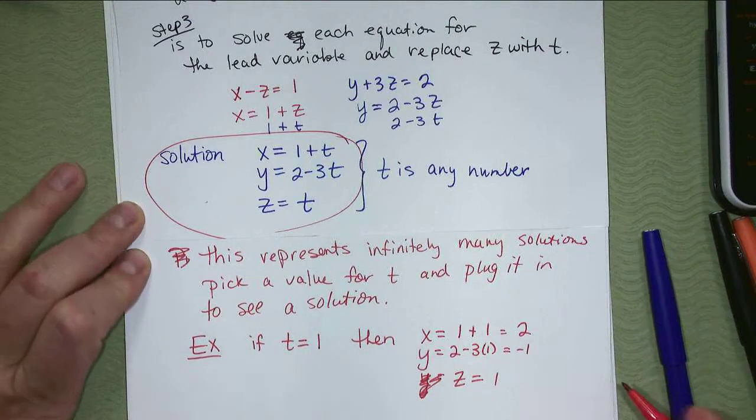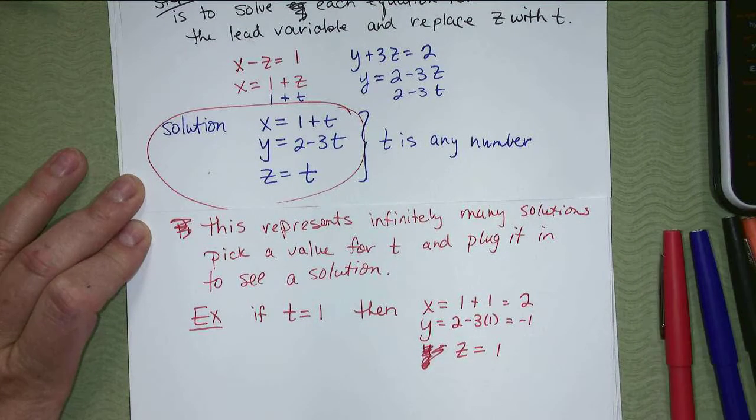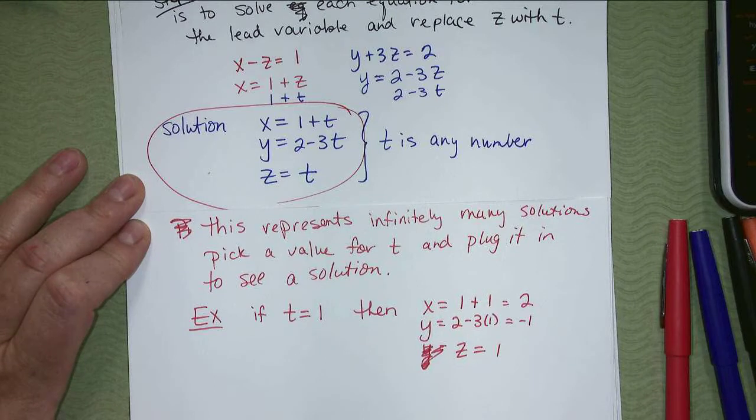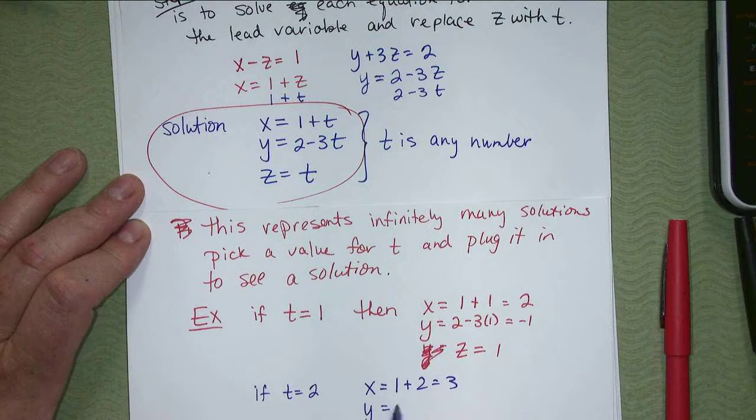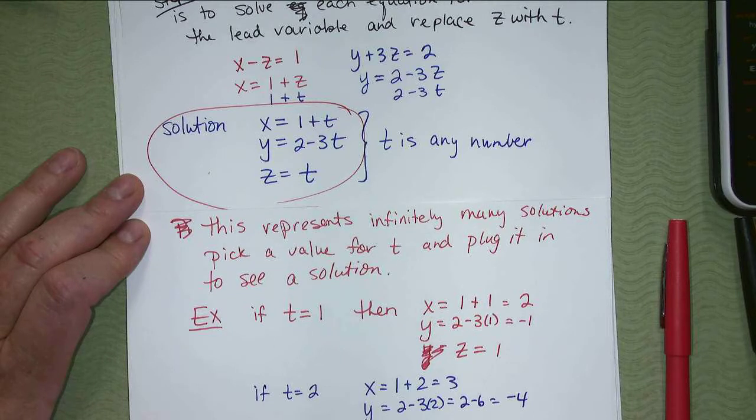So for example, if you pick t as 1 and plug it in, then you get one solution. If t equals 2, it doesn't matter what you put: x is 1 plus 2, so that'll be 3. Y will be 2 minus 3 times 2, 2 minus 6, which is negative 4, and z would be 2. That would be another solution. T is 1, t is 2, t is 3, t is negative 5, t is 100.3. It doesn't matter what you pick. That's the infinitely many solutions.